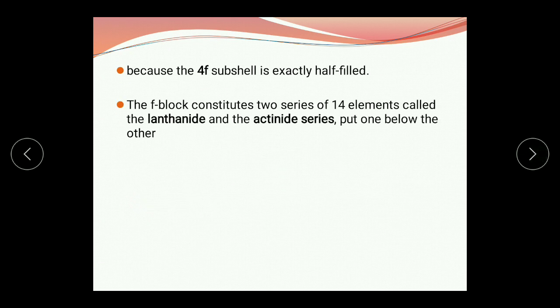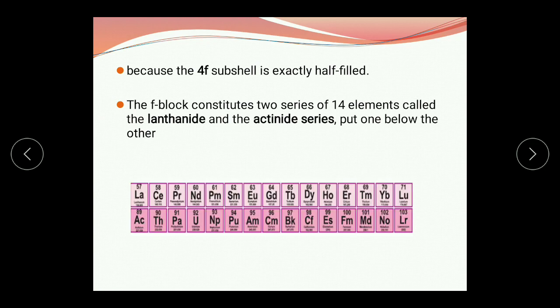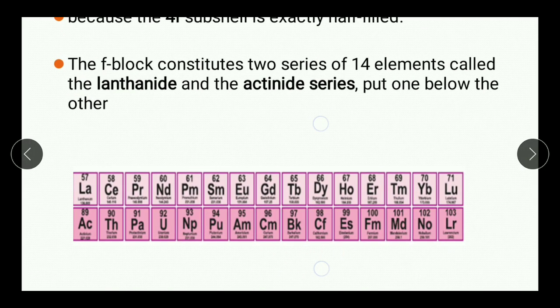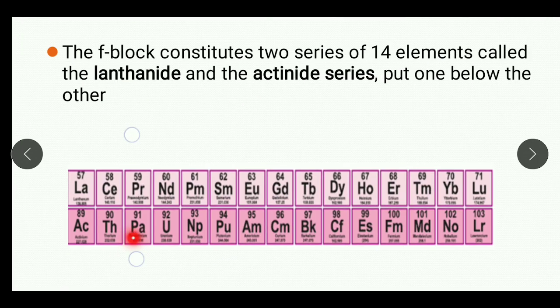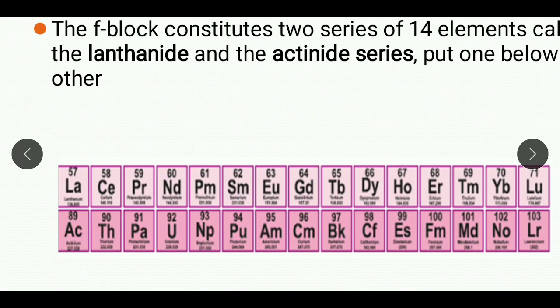This f block, as you know, has 14 elements, as I have already told you, lanthanides and actinides, 14 elements in each series. If you see, this is f block. The first member is actually cerium. Lanthanum is a d block element. But after lanthanum comes cerium, and there are 14 elements. Those after lanthanum are called lanthanides, and those after actinium are called actinoids.